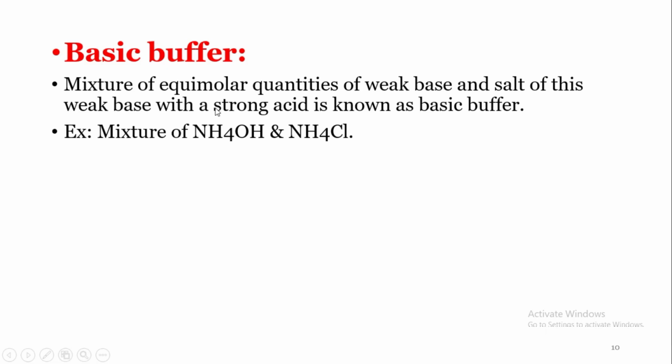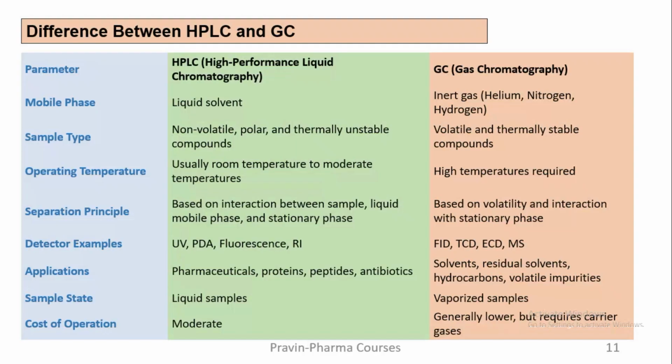Basic buffer: a mixture of equimolar quantities of a weak base and a salt of this weak base with a strong acid. So whenever we are mixing a weak base with a strong acid, it is known as a basic buffer, right? Like ammonium hydroxide and ammonium chloride are examples of a basic buffer, where we have a base associated with it, like ammonium hydroxide. So hydroxide, right? Like ammonium chloride.